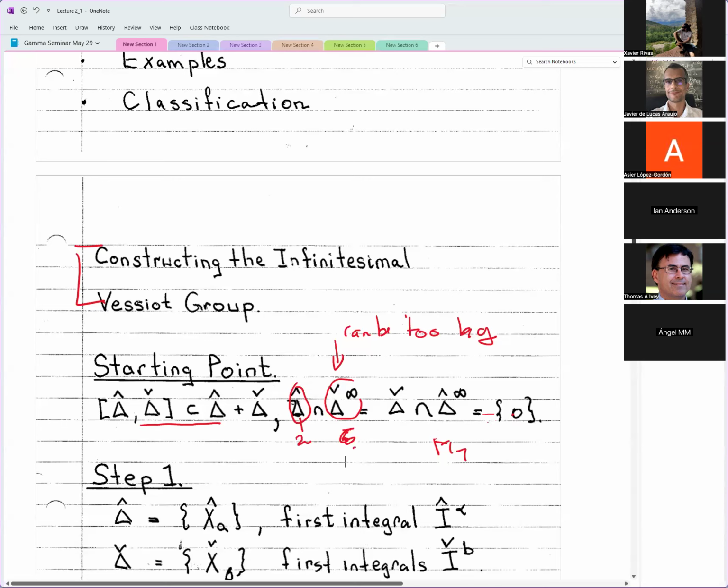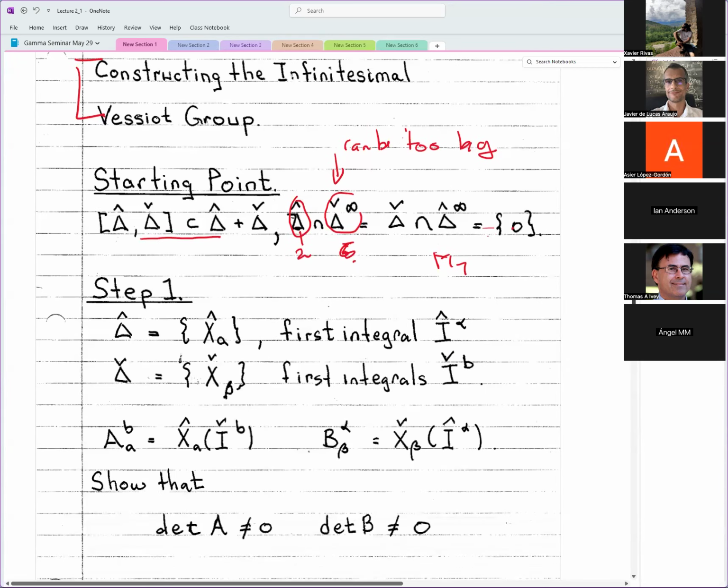Okay, so here's step 1. I'm going to need some coordinates here. So let's suppose that our delta hat is spanned by some vector fields x hat, and the distribution delta check is spanned by some vector fields x check. Okay. The first integrals of this, this means x hat of I hat of alpha is equal to 0. Okay. So if I apply these vector fields to these functions, I get 0.